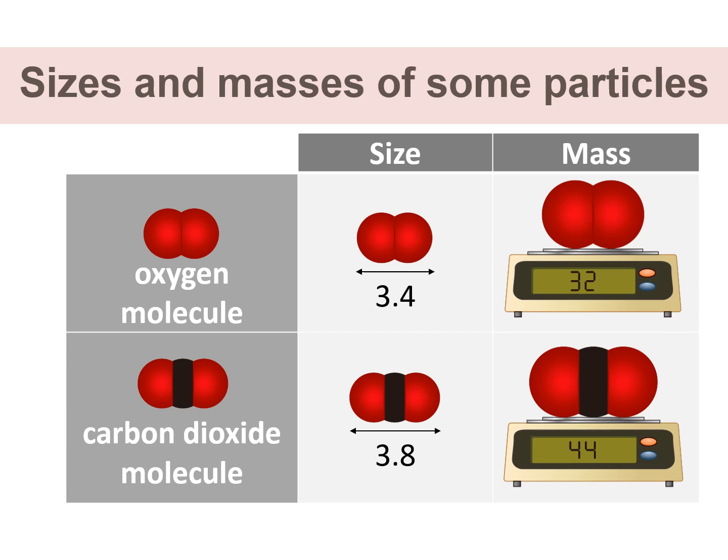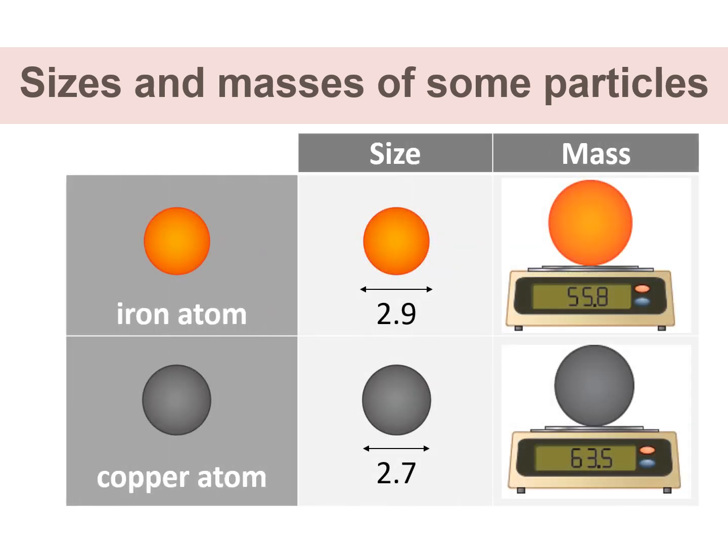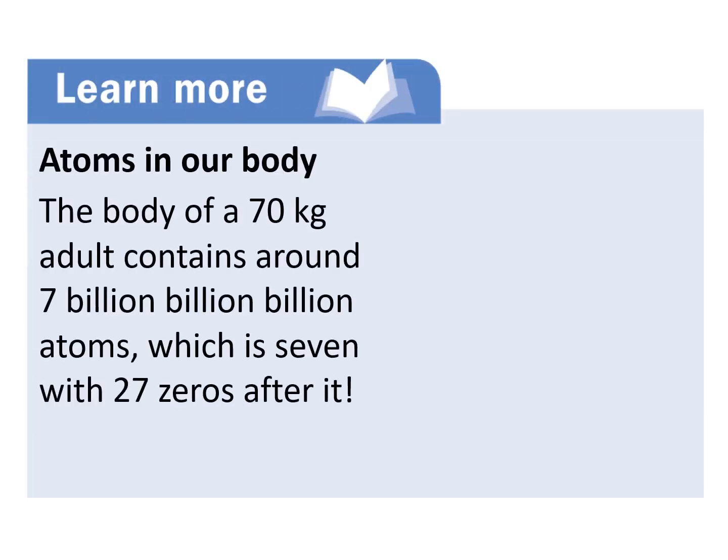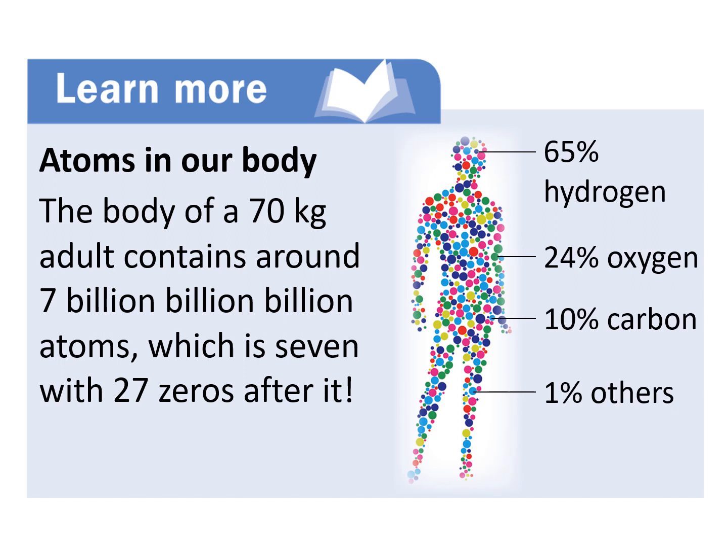Oxygen atoms are heavier and larger than hydrogen. Carbon dioxide molecules are even bigger and heavier. However, the metals, iron atoms, copper atoms, are larger too. Our body is about 70 kilograms. An adult contains around 7 billion atoms, which is 7 with 27 zeros after it.